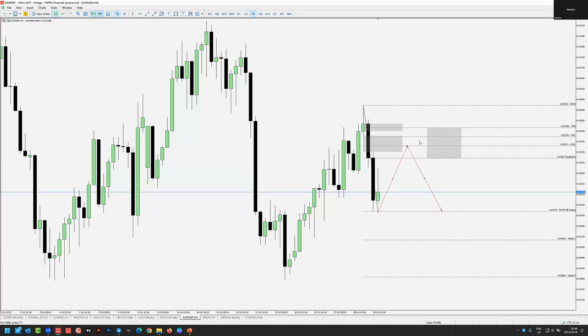If you sell inside this premium range, for example, your stop loss should be above the 100% retracement level, because if price does come up here, you see, if price keeps pushing all the way up here, it's no longer a retracement, it's now a reversal. The chances are very high price will just keep going up.